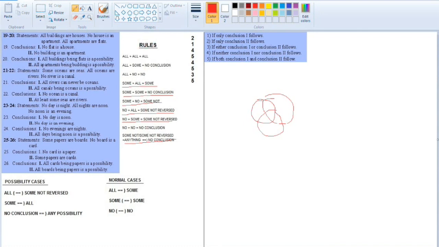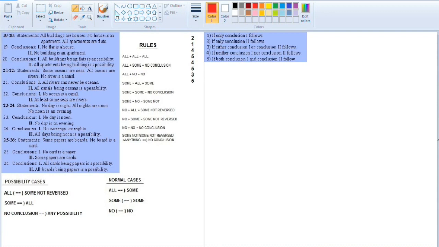This is the main rule which we use in syllogism, and it is very important in this one because if we use Venn diagram, it is far easier than remembering these rules. But the problem is we cannot do possibility cases with Venn diagram. If we do it, the answers will be wrong.